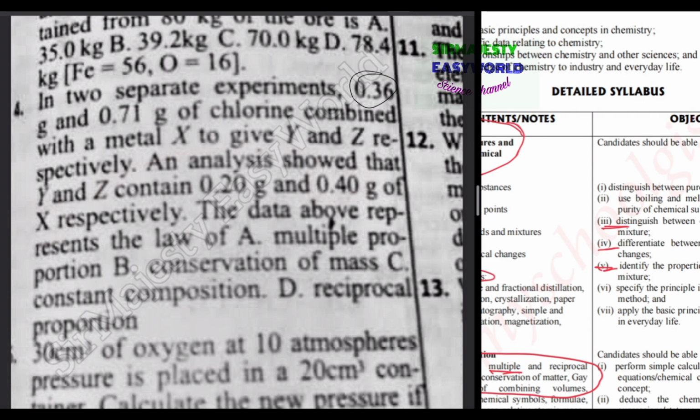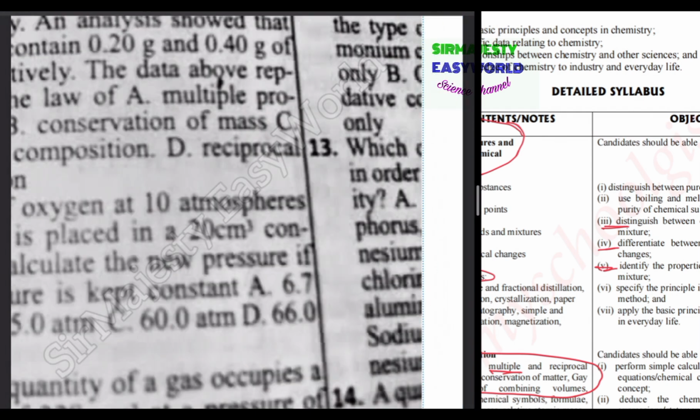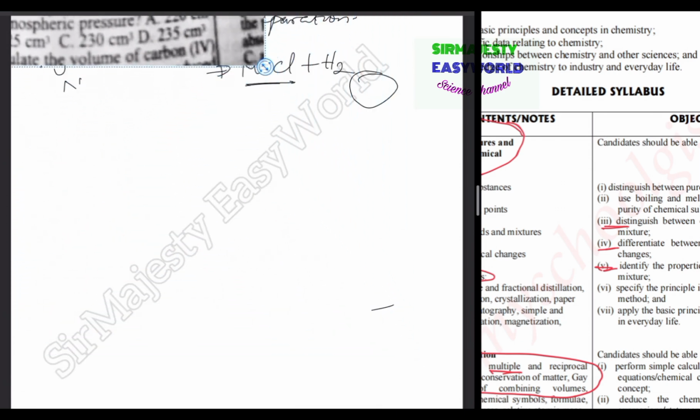You are going to solve this. Through the solving, you will know the law it actually represents. Understood? So we are going to take a look at the ratios, the ratio of the mass. I think I'm going to minimize this and we continue solving. I hope we can still recall, it was 0.36 grams and 0.71 grams, all of chlorine, then reacted with X. That means we have XCl, and then we also have Y. They form the compound Y.